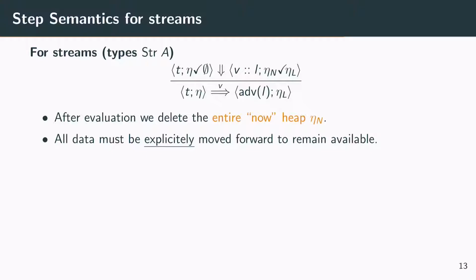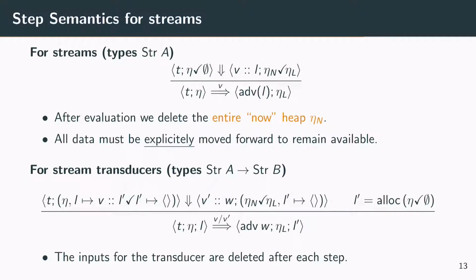So this makes sure that we do not hang on to memory implicitly, and all memory that is supposed to be available in the next time step has to be moved explicitly into the future. And we can do the same thing also for transducers, so functions from streams to streams. And here we have a different semantics that allows us to read values from the environment and then emit values into the environment. So these values are then put into the store so that they can be read by the program. And here the same thing applies.